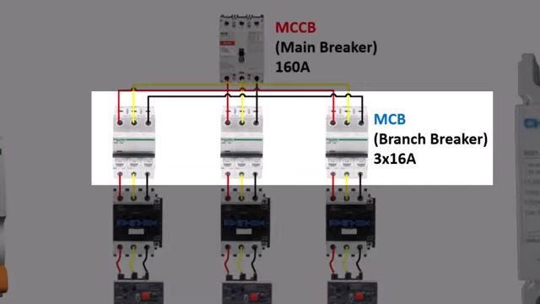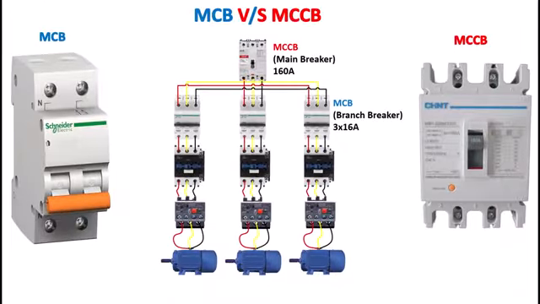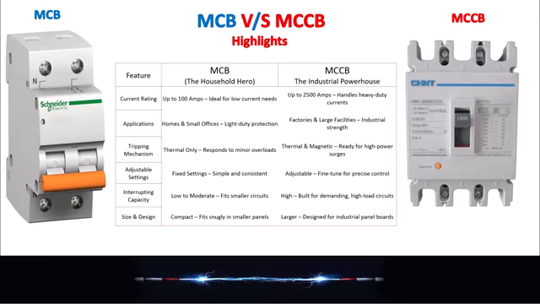For example, an MCCB could be protecting a major feeder line, and individual MCBs would then protect specific devices or parts of the circuit downstream, like lighting, outlets, or motors. This combination of MCCB and MCB ensures comprehensive protection, covering both large and small circuits. The MCCB provides protection against high-level overloads and short circuits, while the MCB ensures that smaller, more delicate circuits are also protected from overload or faults. Together, they ensure safety, prevent electrical damage, and reduce the risk of fire or equipment failure.